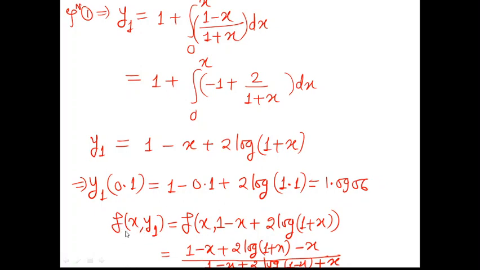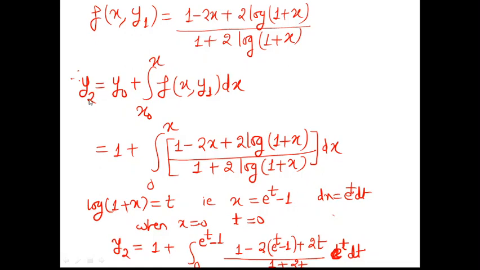Now as we have to find the second approximation, before that let's find the integrand which is to be integrated. It is f of x, y1. We have y1 as this expression, which I'll use here, using the definition of f. It is (y minus x) upon (y plus x), and in place of y I have this complete entity, 1 minus x plus 2 log of (1 plus x). Using this, the second approximation is equal to y naught plus the integral from x naught to x of f of x, y1, substituting this expression and integrating.